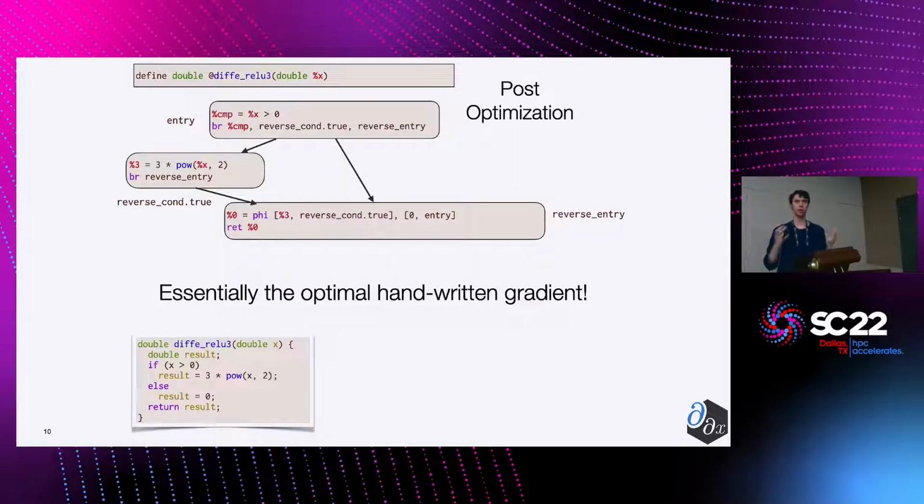We can, of course, now go ahead and optimize this, and we get something that looks fairly simple. And for ease of everyone, we have at the very bottom here what that would look like in C++ form, and that looks basically identical to what you might have wanted to write by hand.